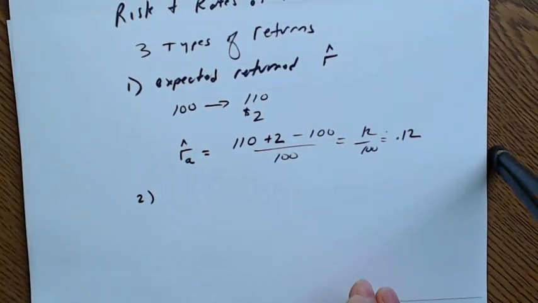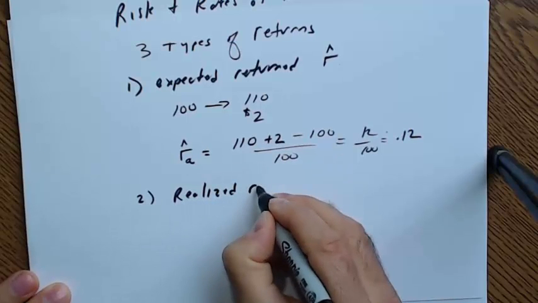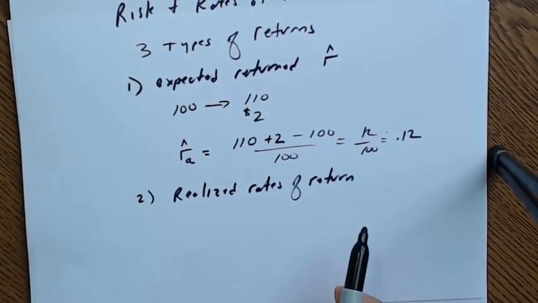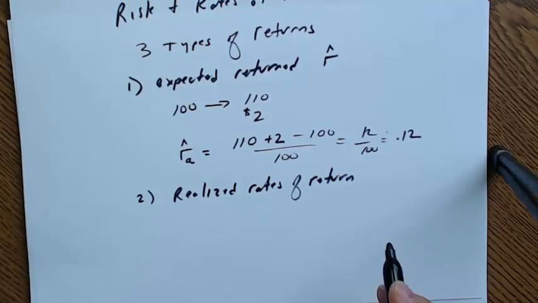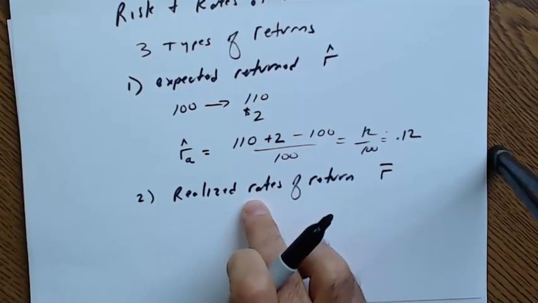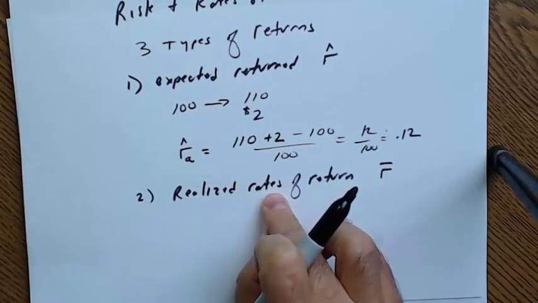Another type of return that we will use and refer to in this chapter is realized rates of return, or in other words, past returns. So if you bought Apple 10 years ago and you held it for each of 10 years, what would be the average return over those 10 years? Well, we would label that R bar because it's an average of 10 years worth of returns. And so those are realized. This is looking backwards in time. Expected returns look forward in time. Realized returns look backwards.